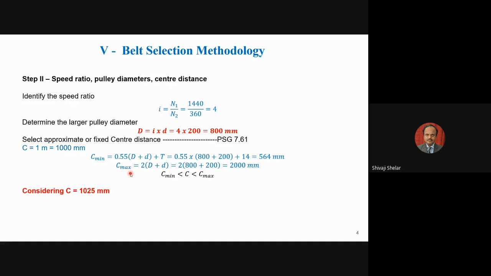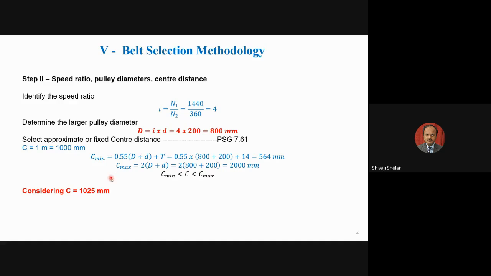What happens if the center distance is less than C minimum, or greater than C max? If the center distance is less than C minimum, then during assembly of the belt between two pulleys, there is a chance the pulleys may touch each other. Also, when the center distance is minimum and the speed ratio is large, the angle of contact on the smaller pulley is very small. That will increase the chances of slippage of the belt.